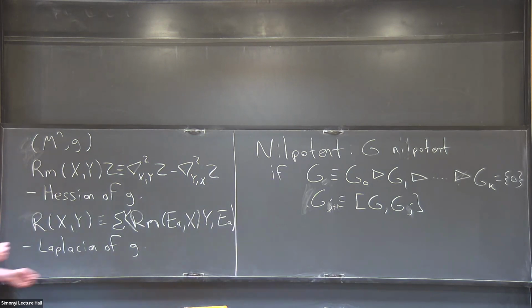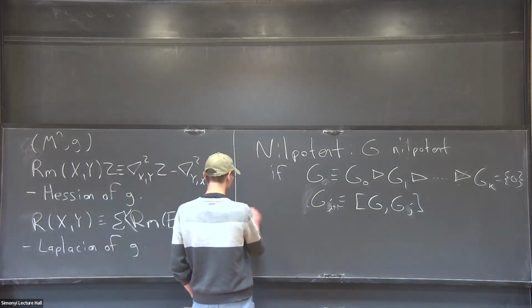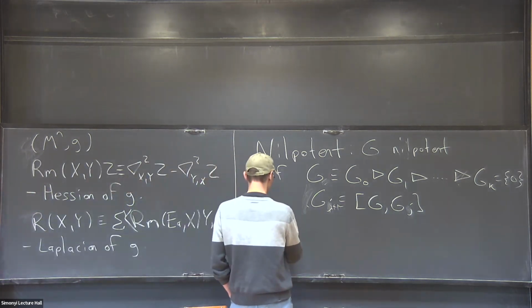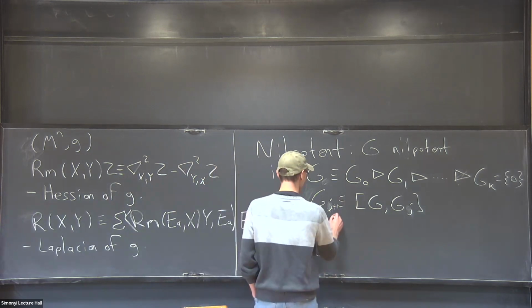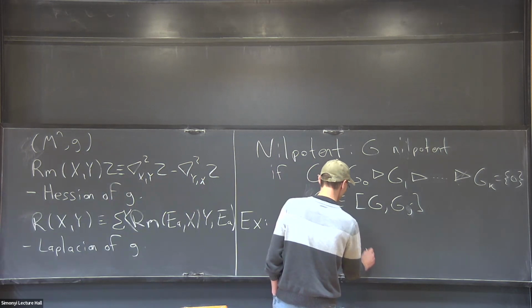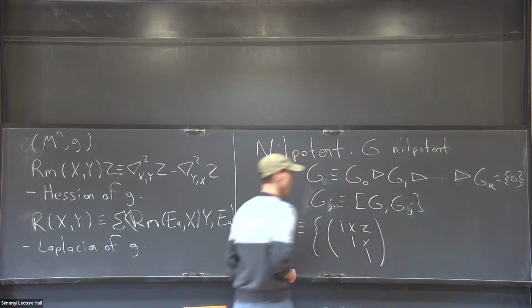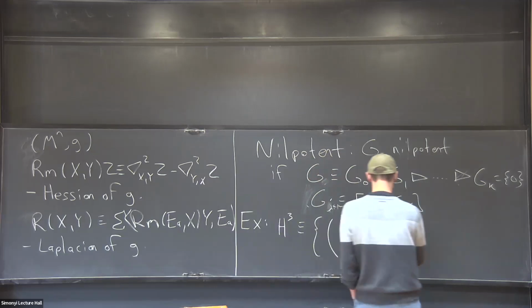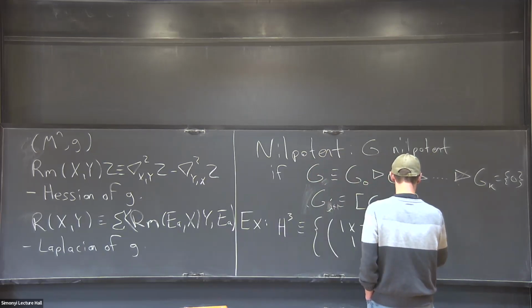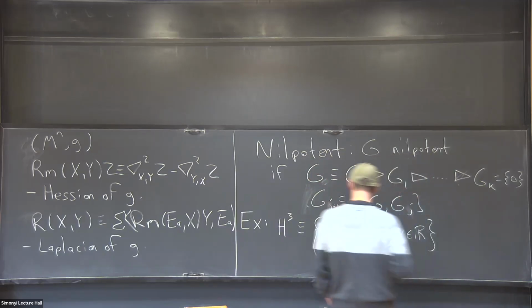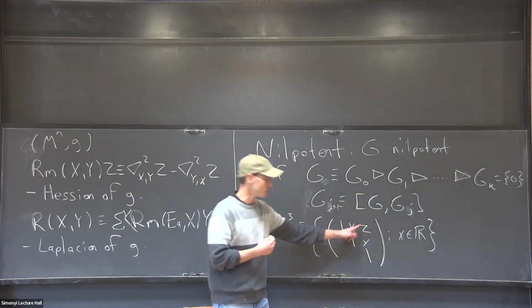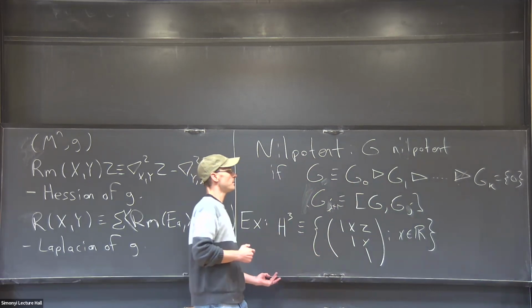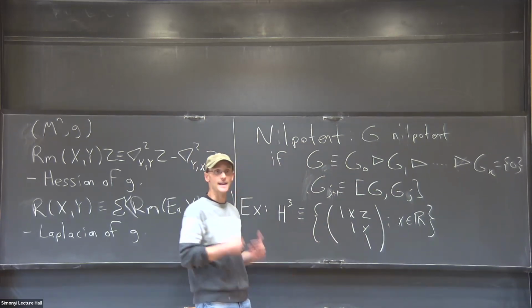All right, a basic example here. H3 is a collection of upper triangular matrices, XYZ, where let's say X here is inside of R. So diffeomorphically, this guy is like R3. Very good, there's 1, 2, 3 R's. But if I start looking at commutators of this guy, I don't get 0.